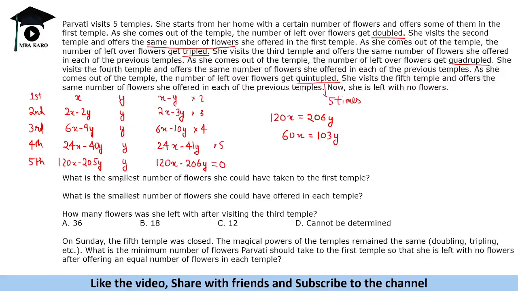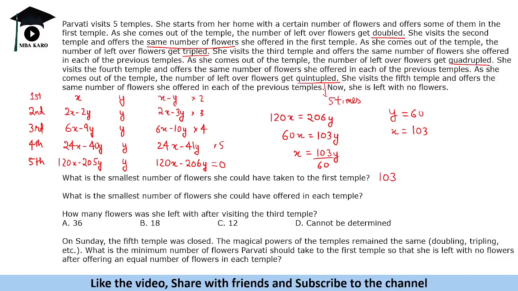We have to find the smallest value of x. So the smallest value of x will be x is equal to 103y by 60. Now we have to multiply with y, right? We do not know the value of y, so if we take y as 1, 2, 3, 4, we will get fractions. If we take 10, it will become 103 by 6, so not an integer, so we need to multiply by 60. So if you put y is equal to 60, then x will be 103. That is the minimum number that we will get. So the smallest number of flowers she could have taken is 103.